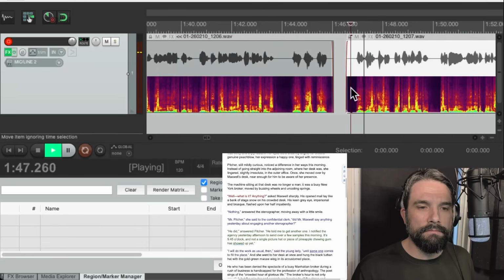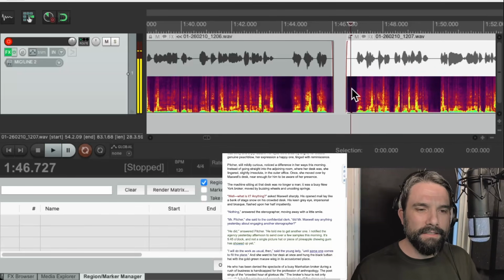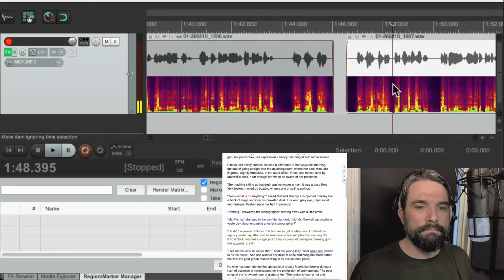Versus this one, well, what is it? Anything? Where he knows they're there and he's just abruptly like, what are you doing here? I like the first one. But I also like asked Maxwell sharply.